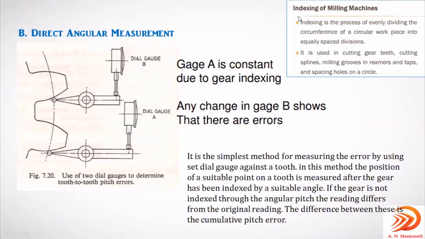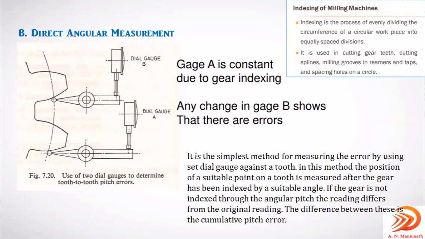I hope all of you know what indexing is about. Indexing is a word usually used in milling machines. In the machine shop lab, you are going to perform gear tooth cutting on the given aluminium gear blank. While performing this gear tooth cutting operation on the milling machine in the lab, you have to perform indexing, right? Indexing is nothing but dividing the circumference of a circular workpiece into equally spaced divisions.